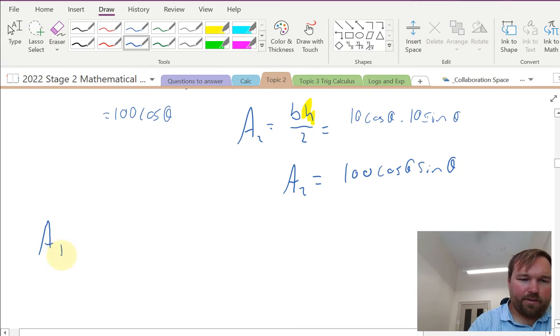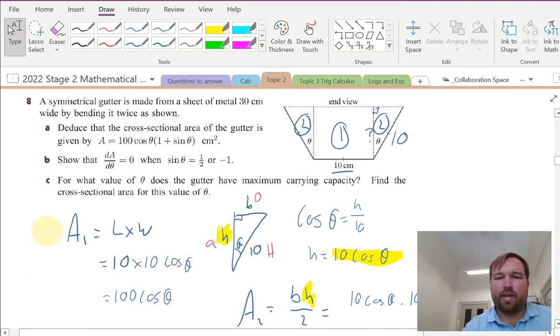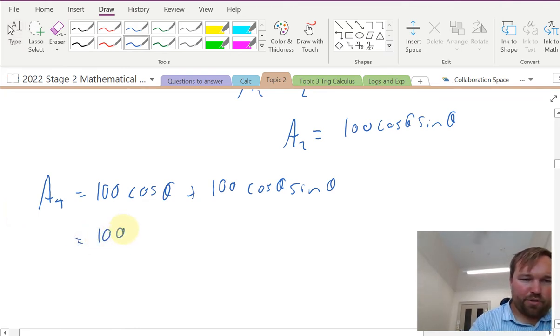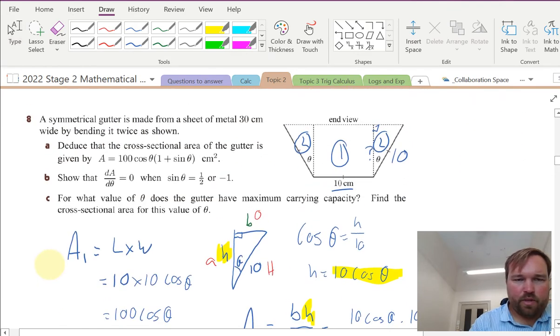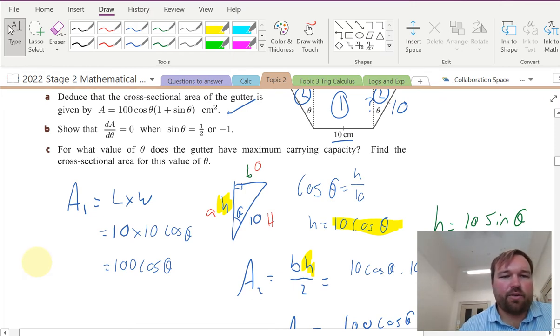Therefore, the entire area total, is 100 cos theta, which will be the box, plus 100 cos theta sine theta, which is going to be the triangles. And then to simplify that a little, we are going to take out a common factor of 100 cos theta, and what we're left with is 1 plus sine theta, as required. Pretty neat. Show that dA d theta equals 0 when sine equals a half or minus 1. Interesting.